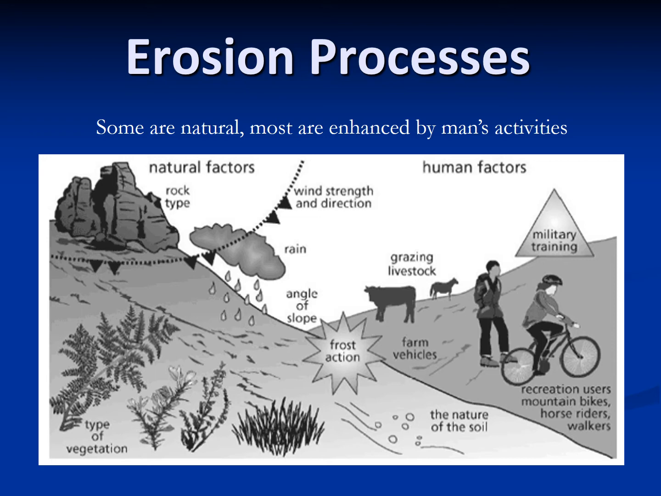So first I want to say that erosion processes can be natural, but a lot of what we are seeing that is degrading Earth's surface is enhanced erosion because of man's activities. So there's natural factors such as rock type, wind strength and direction, rainfall, angle of slope, type of vegetation covering it, frost action, and the nature and properties of the soil itself. But there's also human factors like military training or recreation users, mountain bikes, horse riders, walkers, grazing livestock, farm vehicles or vehicles in general, bicyclists, and other types of activities.